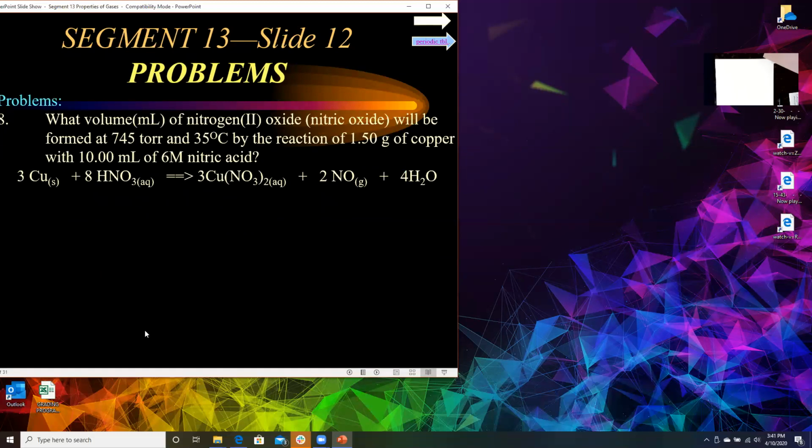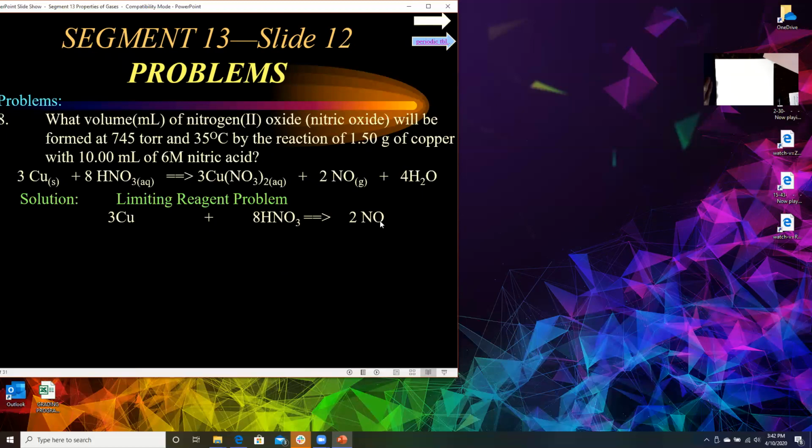Now, here's a much more difficult type of problem, but it sort of puts all of this stuff together that we've been doing with gaseous stoichiometry. Copper does react, 3 moles of it, with nitric acid, 8 moles of it, HNO3 aqueous, to form 3 moles of copper(II) nitrate, Cu(NO3)2, plus 2 NO, plus 4 H2O. Okay, so now we've got another limiting reagent problem.